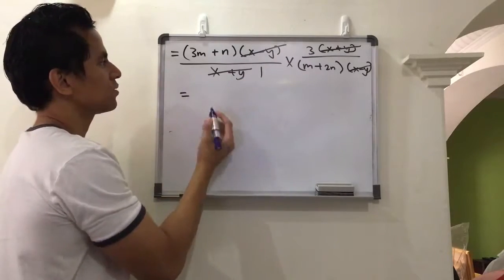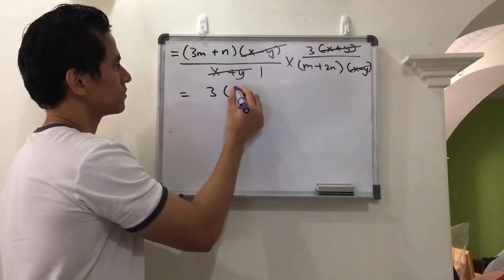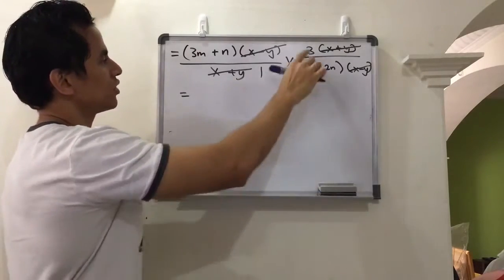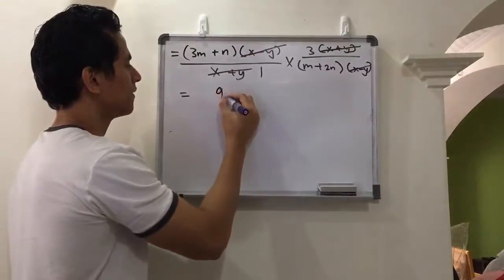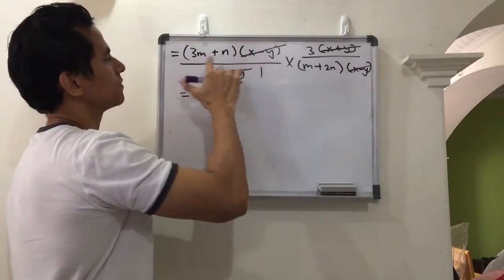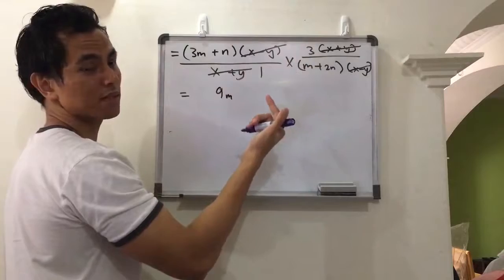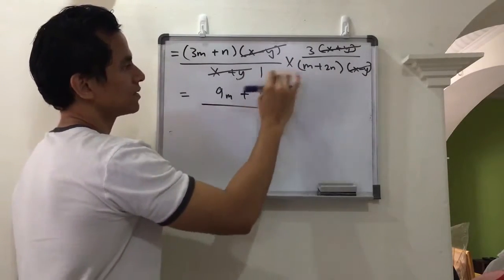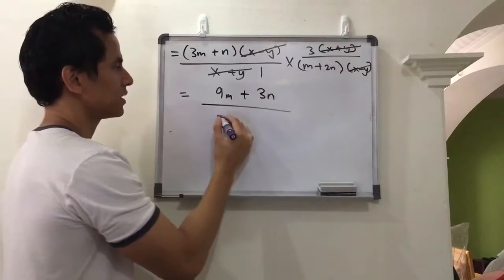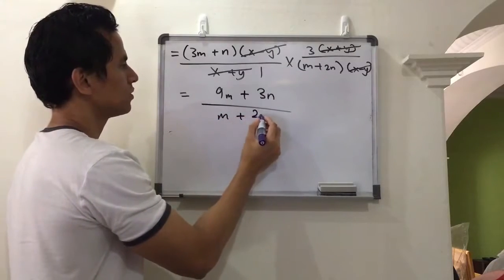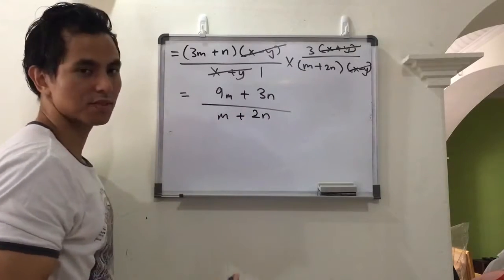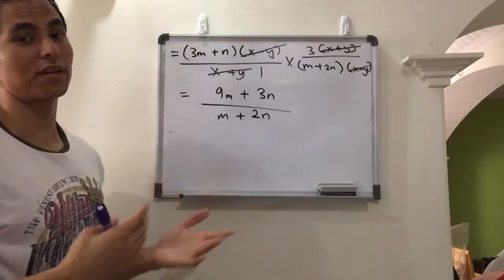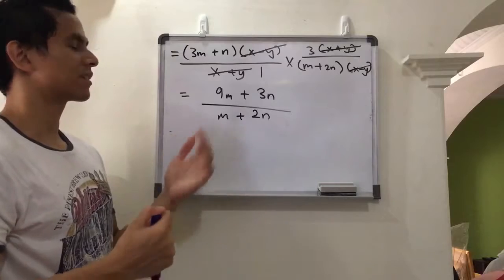So this will give us 3 times 3, sorry, I just multiply it in. 3 times 3m giving us 9m. n times 3 giving us plus 3n. This will be 1 times this, so it's just this. So we have m plus 2n. Okay? And therefore, this will be our final answer, because we are not able to factorize anymore.